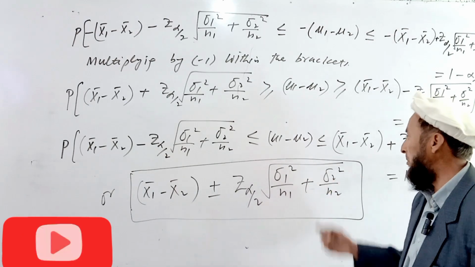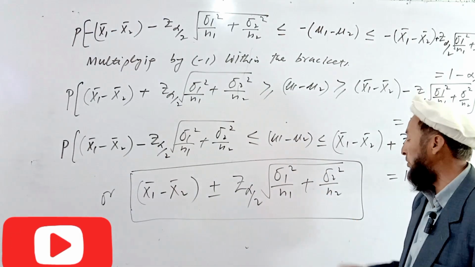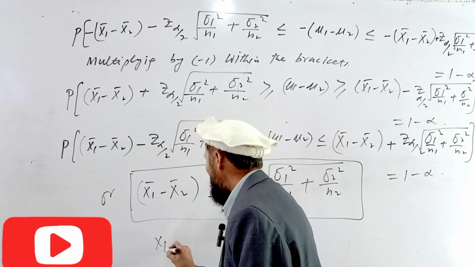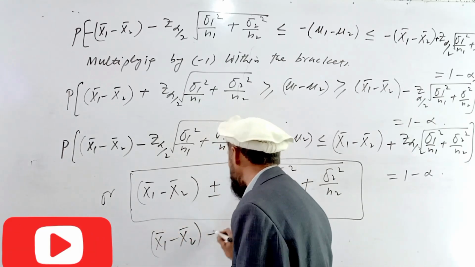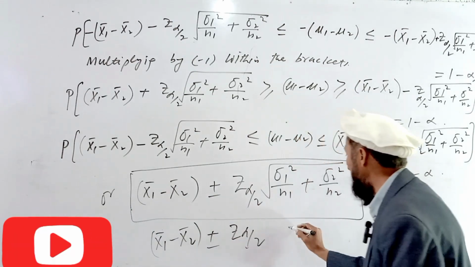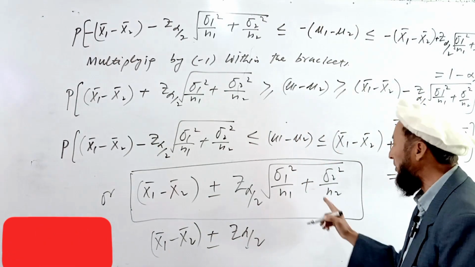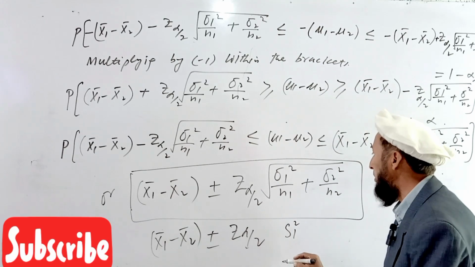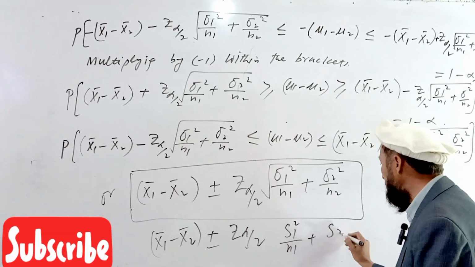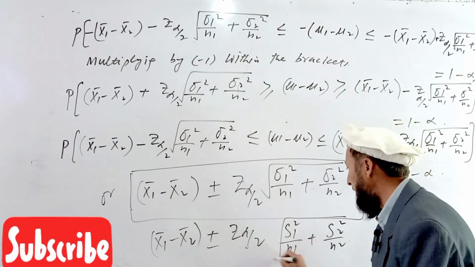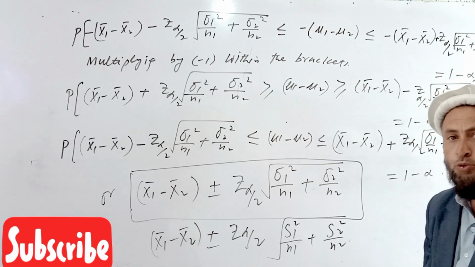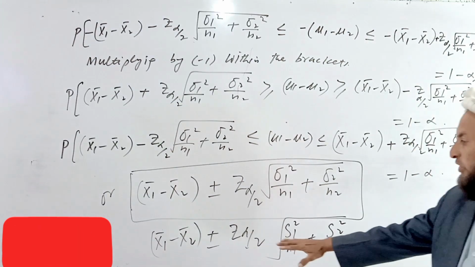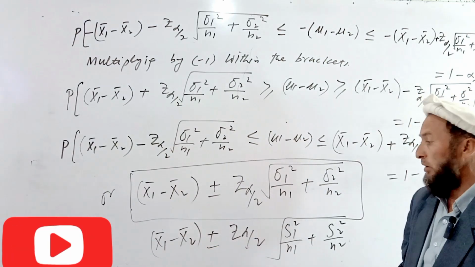If sigma 1 and sigma 2 are unknown and the sample sizes are greater than 30, then in the place of sigma 1 square and sigma 2 square we use s1 square divided by n1 and s2 square divided by n2, with plus or minus z alpha by 2. So in case the sample sizes n1 and n2 are greater than 30 and sigma 1 and sigma 2 are unknown, we use this confidence interval for the difference of two means. So this formula is used.